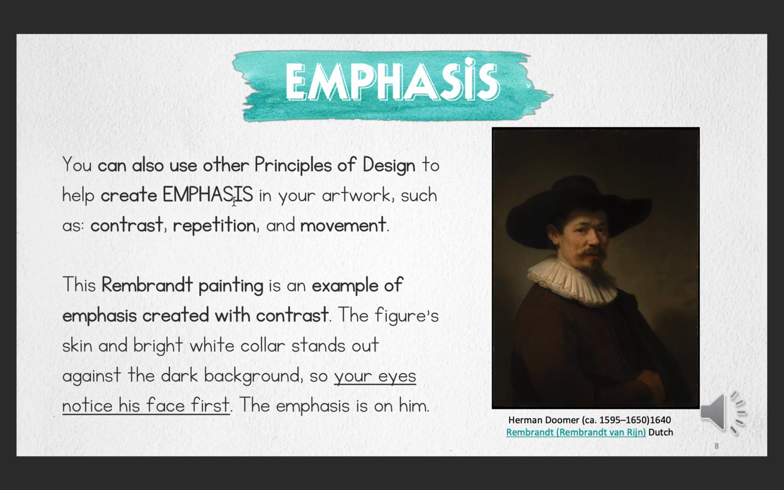Here's another example. This is Herman Doomer. It's a Rembrandt painting. An example of emphasis created with contrast. So the figure's skin is bright, and the bright white collar stands out very much against the dark background. So your eyes are drawn to his face first. The emphasis is on him.